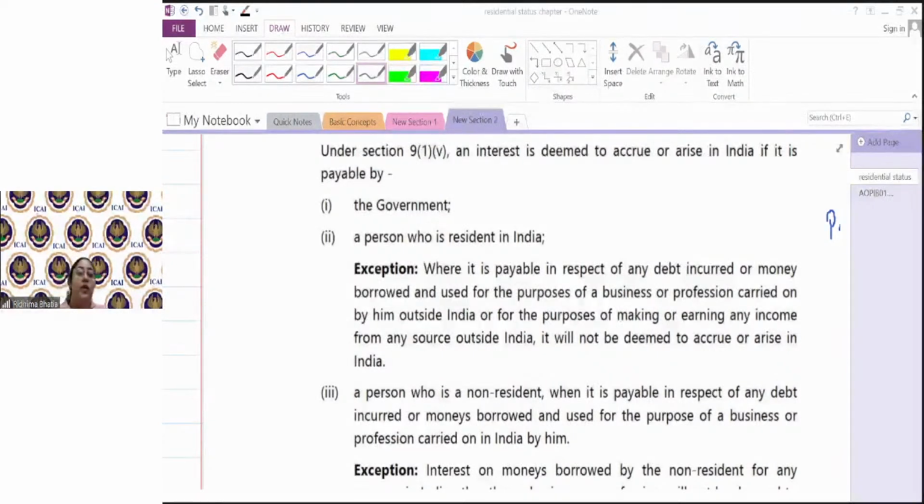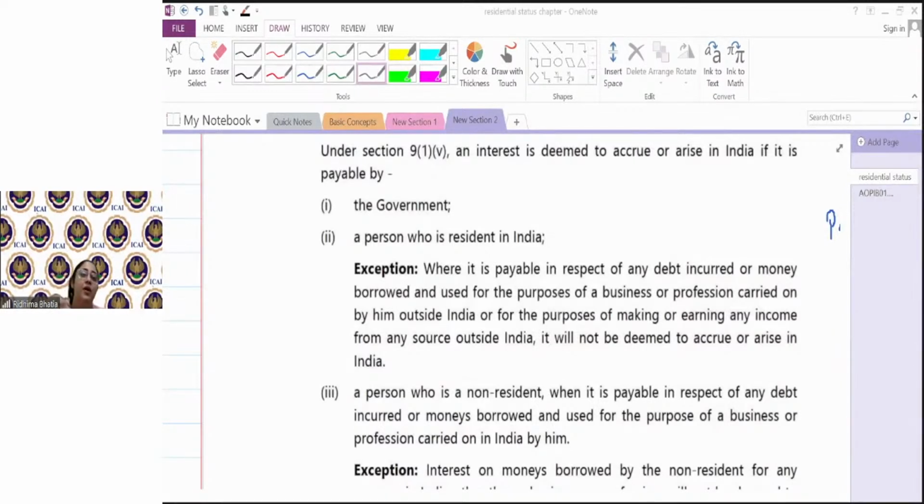Guys, the point is only about interest, and interest is coming from a loan. You have to see where that loan is used by the payer. As simple as that. You have to see where that loan is used by the payer of the interest. You might be getting interest from someone to whom you have lent a loan. So the first point is you have to see who that person is, whether that person is resident, non-resident, or government. Then you have to see for what purpose that loan was used.